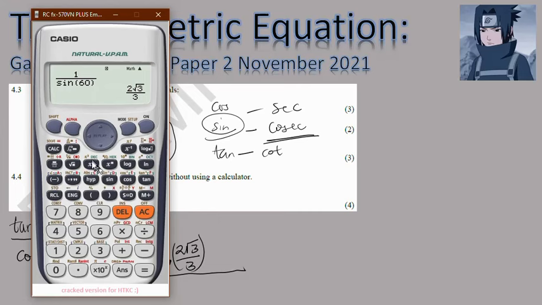There, what are you going to do? You go to your calculator. You want to get 1 over the tangent of 45. You get 1. And then you put it like that.